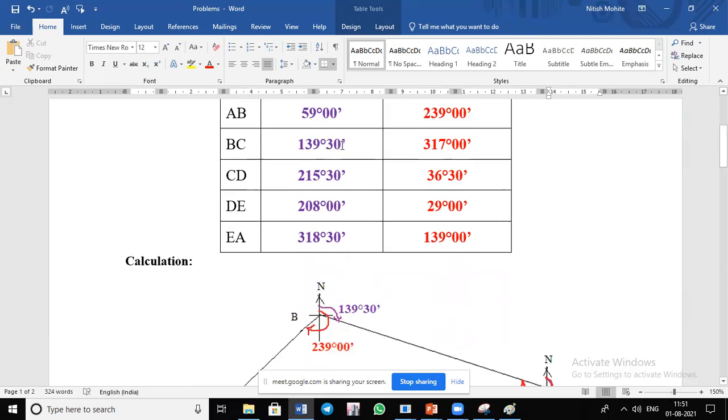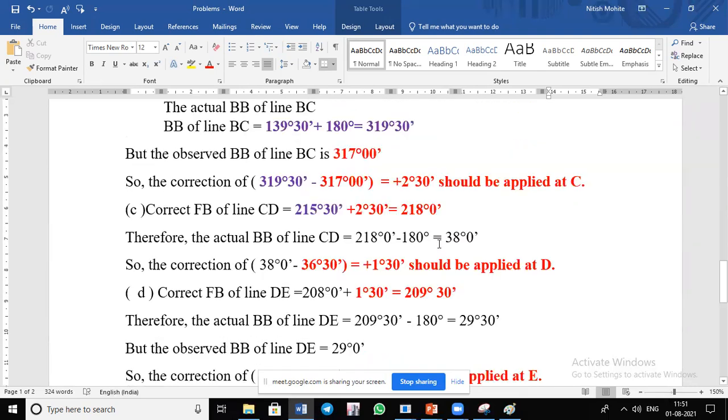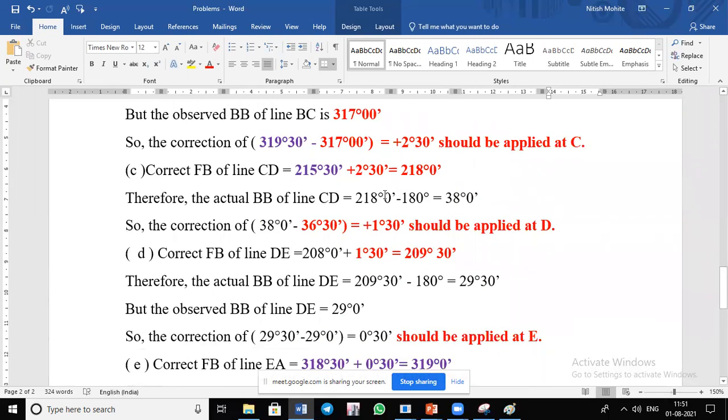So in this we are going to add 180 degree and calculate the back bearing. Okay, so it came out to be 319 degree 30 minutes, but the observed was 317 degree. So the difference between them is nothing but the local attraction. Okay, and that is to be applied to the further station, that is C. So likewise we have done the calculation. Go on calculating the correct forebearing and back bearing.